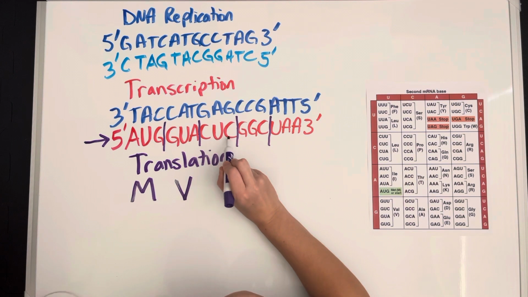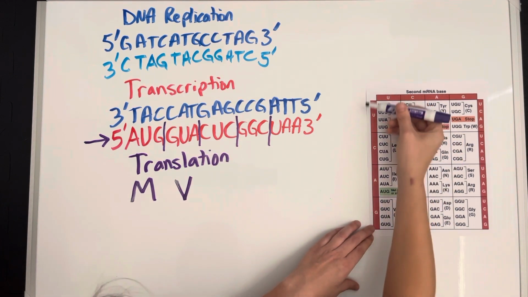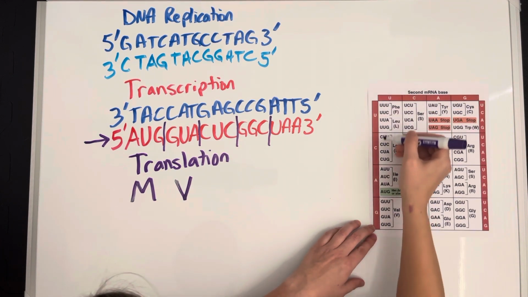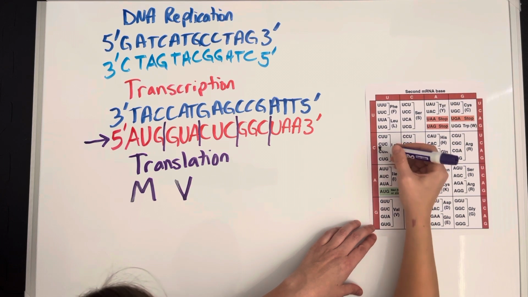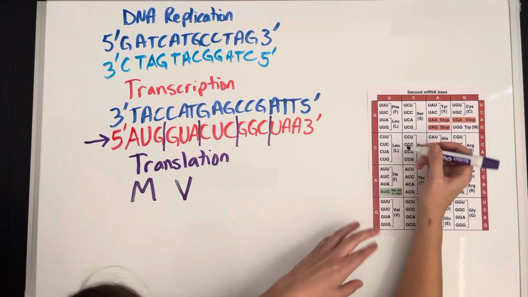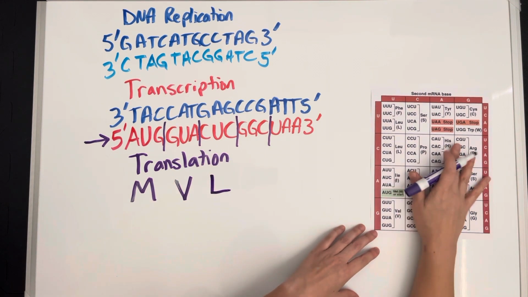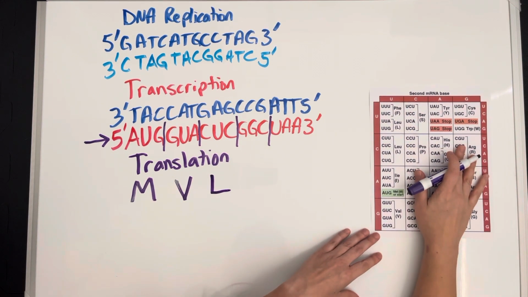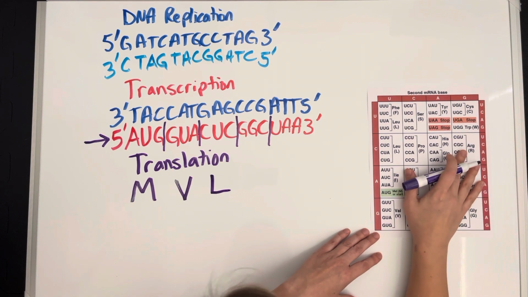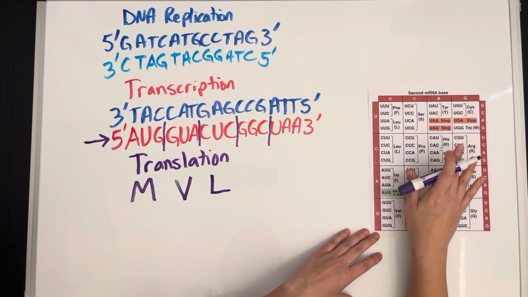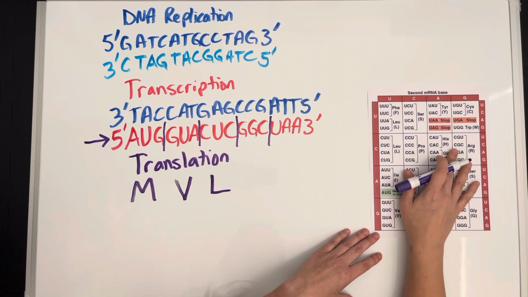Our next one is CUC. Let's find that codon. CU, I should have chosen less U's. CUC is leucine, so we'll write an L. You don't have to memorize this. I will always give you this chart. You can print the chart and use it on the test. I'm gonna put it on the test questions, so this is not something to memorize, just a tool to use.